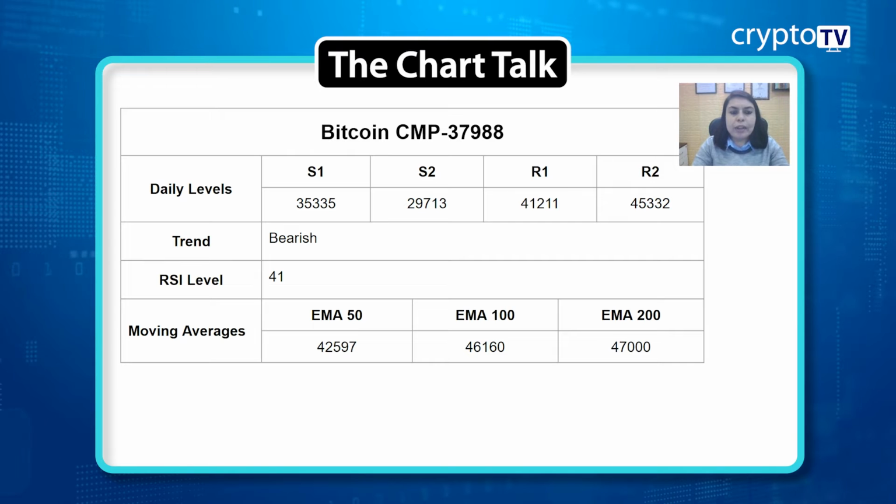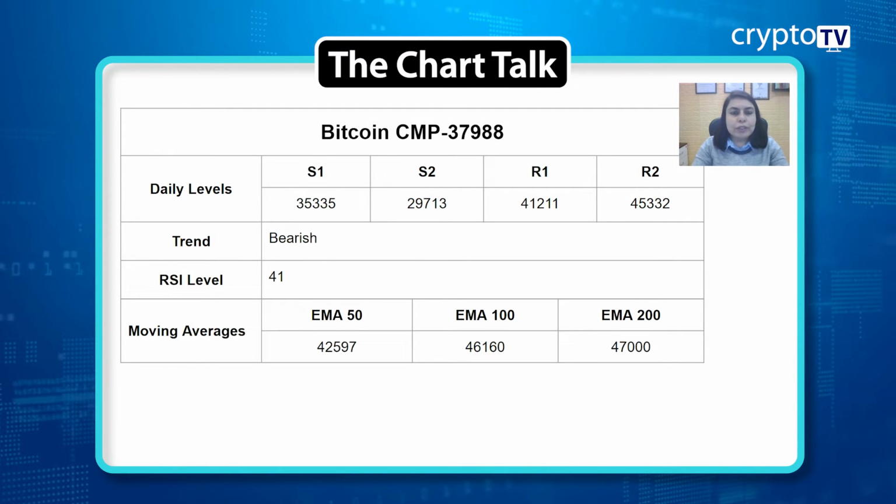So you might see a little upside movement in the price of Bitcoin from the lower levels. Here I'm also using three exponential moving averages for three different time frames, which are 50 days, 100 days and 200 days. The 50 EMA stands at 42,600, the 100 EMA stands at 46,160 and the 200 EMA stands at exactly 47,000.